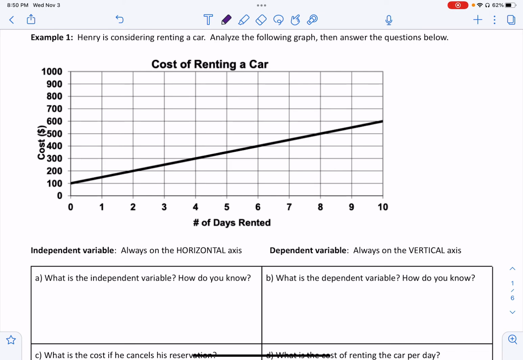So to start, let's look at this example here. In this example, Henry's considering renting a car. Now we're going to look at the following graph and we're going to answer the questions. So if we look at this graph, we're looking at the cost, so how much Henry is paying for this rental, and the number of days that he's rented the car for. From the graph, we can see that the longer he rents the car for, the more it costs for him to rent the car. And that makes logical sense as well. So let's answer a few questions.